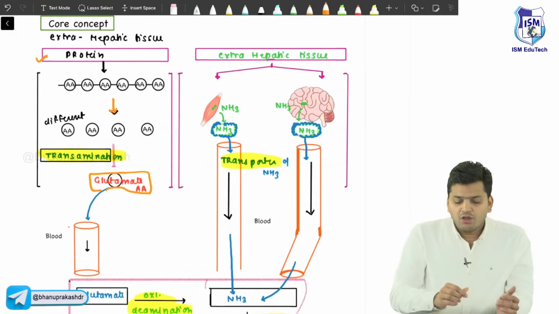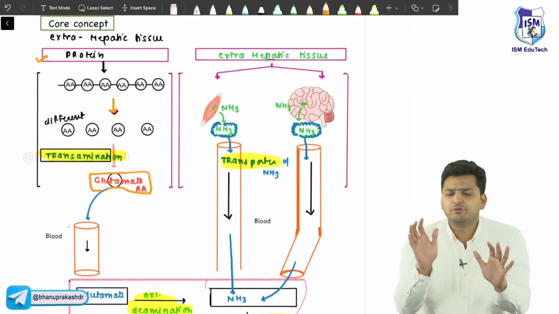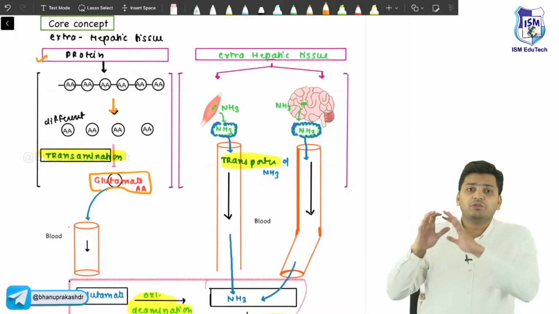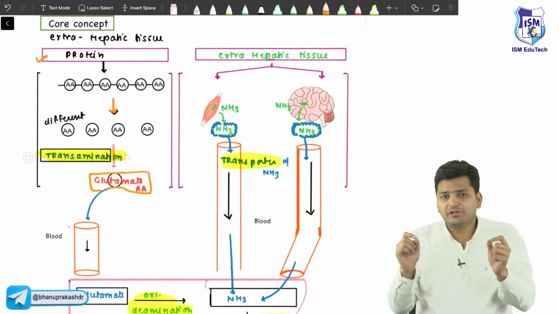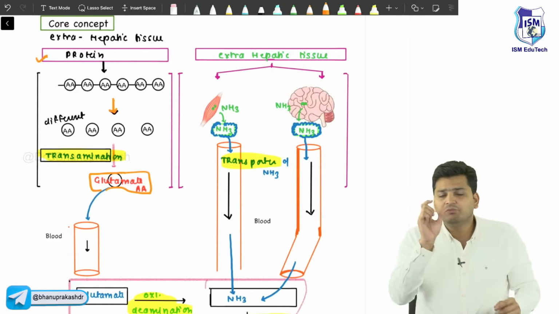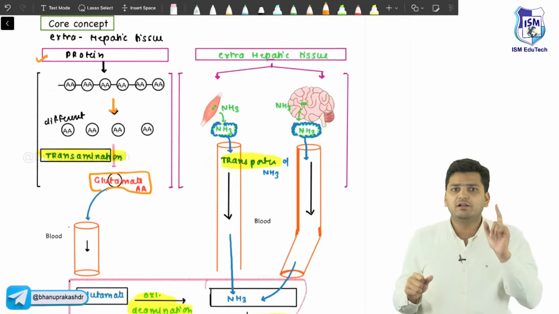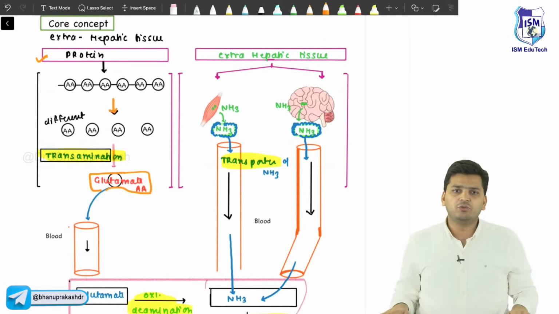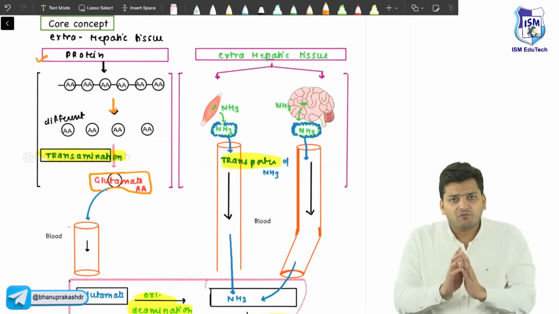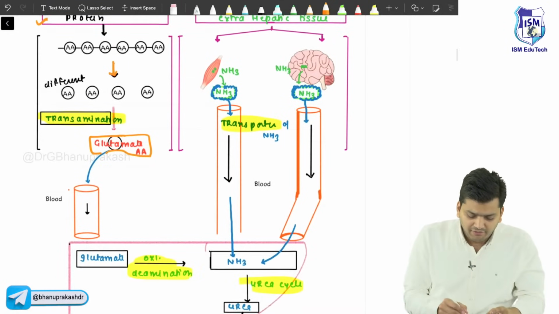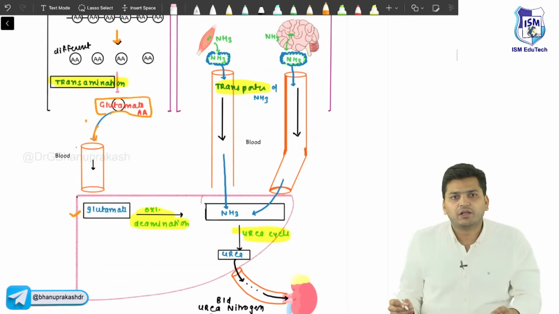For our convenience, we are going to divide our body tissues into two: liver, the hepatic tissue, and the remaining tissues, the extrahepatic tissue. So what is happening in the extrahepatic tissue? The protein will break down and you will get different amino acids. We will convert all the amino acids into a single type of amino acid, that is called glutamate. This process is called transamination. Once you have done this, this glutamate will travel via the blood and come to the liver.